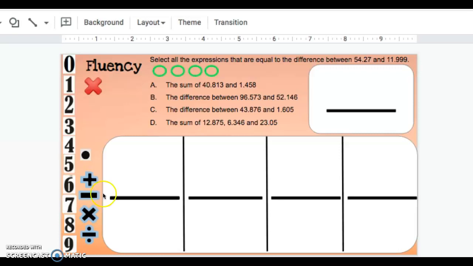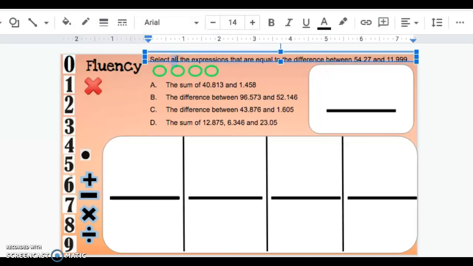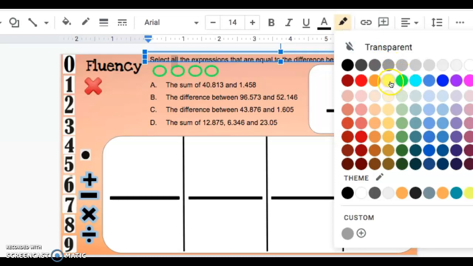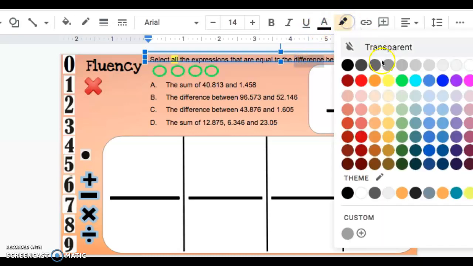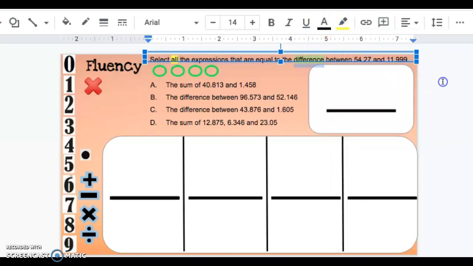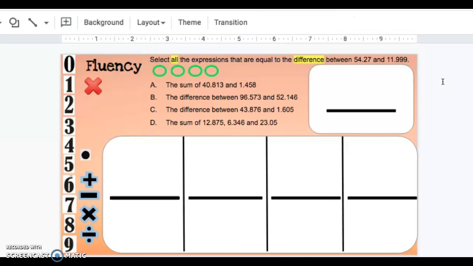All right, for fluency, you're going to select all the expressions that are equal to the difference between 54 and 27 hundredths and 11 and 999 thousandths. So, looking at this, when it says select all, I know that I'm going to be choosing more than one answer. And I know that the word difference means that we are going to be finding the answer to a subtraction problem, because I know difference means the answer to a subtraction problem.